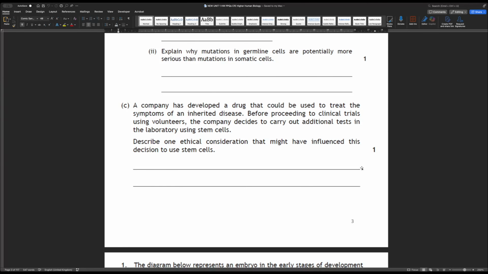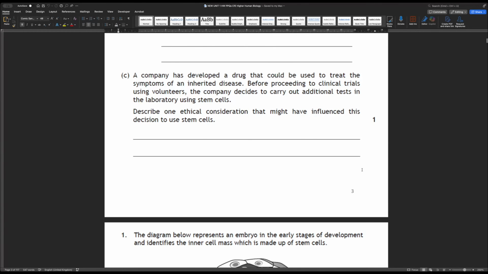So probably what would have influenced that decision is the fact that there's no need to use humans to test the drugs. They can do it on the stem cells. There's less risk to humans. Okay, or something along those lines, a consideration like that. All right. So that's something that they probably would have considered.